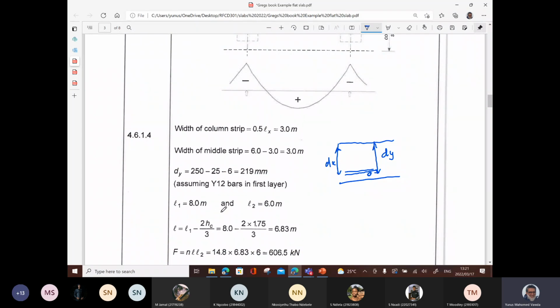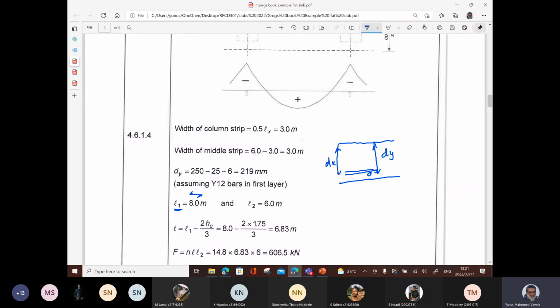L1 is 8 and L2 is, so we're looking in the long direction. So in the long direction, this is the direction that you are spanning. Please keep this in mind, right? So the direction of your span is L1, understood? You are spanning the long direction, so therefore that becomes your L1. When you span the short direction, then L1 will be 6. It will go vice versa.